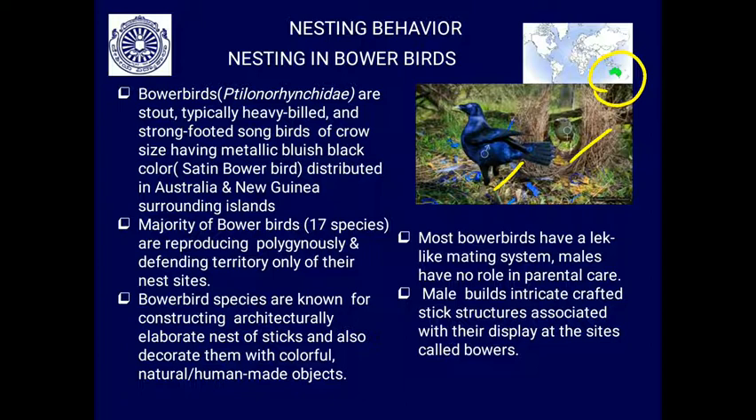The male is very stout, heavy built and a strong-footed songbird, of crow size, with a metallic bluish-black color. It is called the satin bowerbird, and is distributed in Australia and New Guinea and surrounding islands. Majority, about 17 to 18 species, reproduce polygynously. Polygynously means a single male bird mates with many female birds.